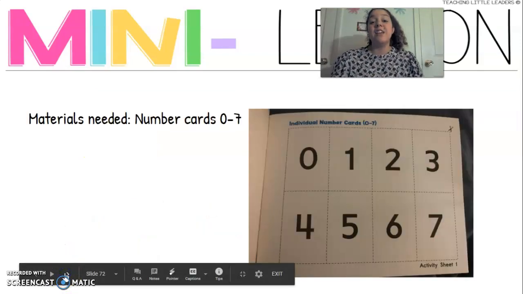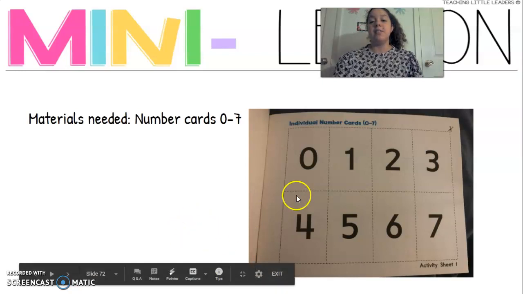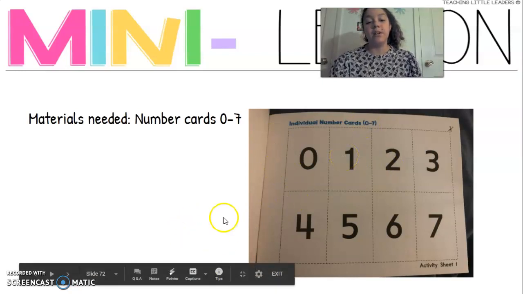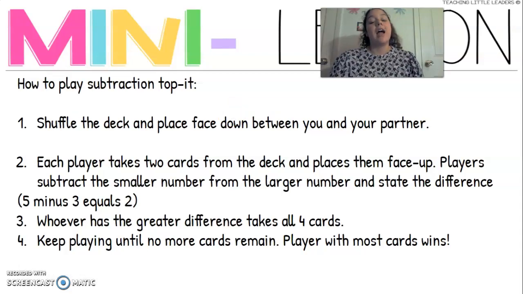All right, today the only materials that you'll need are the number cards we made this past Monday. That's our numbers 0 through 7 that we tore out and cut, and then we made our own on page 4. So make sure you have those cards handy, and let's begin. So first I'll talk through how you play the game, and then you'll see a short video of me playing subtraction action with a partner.